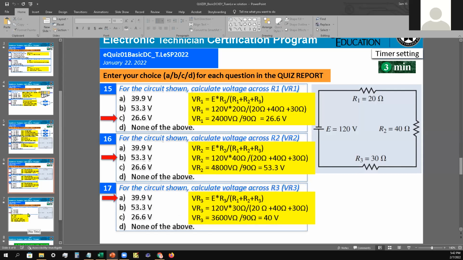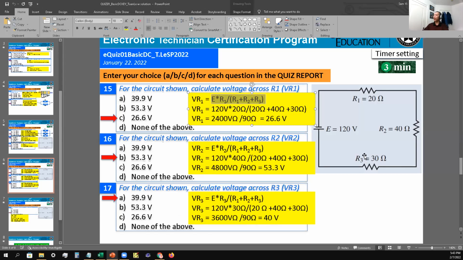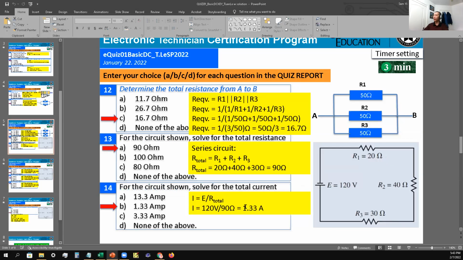Just to be analytically fair, 15 is exact compared to 17. Correct. Like I said, if you take this and calculate it by applying this, you will get 26.6. But if you use the rounding off of the 1.33, it will become exactly 26.6. If you take my 1.33 times 30, that gives you exactly 39.9.